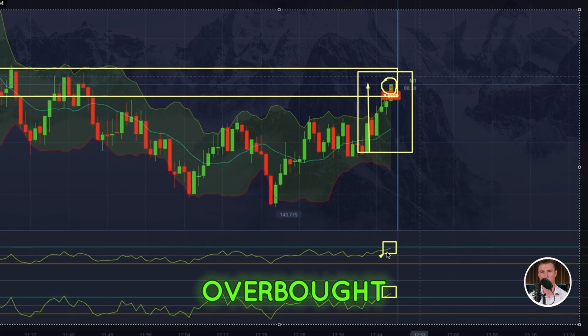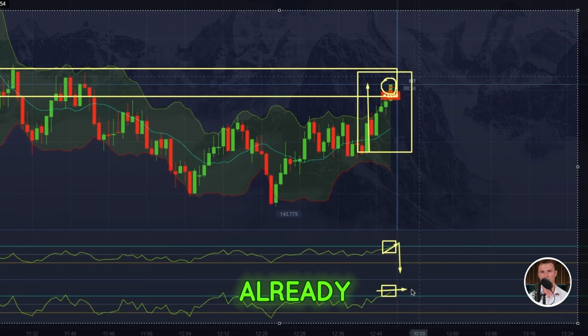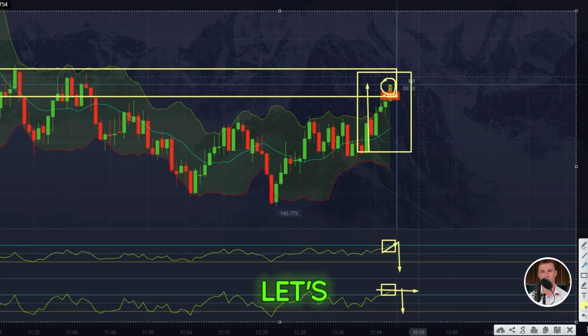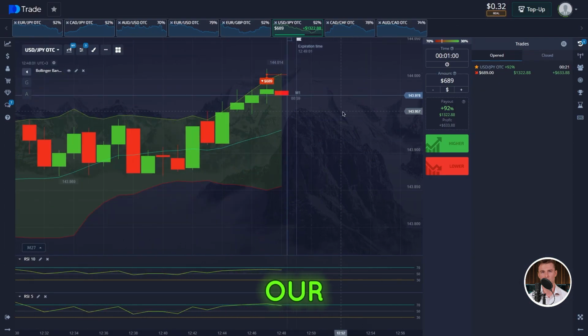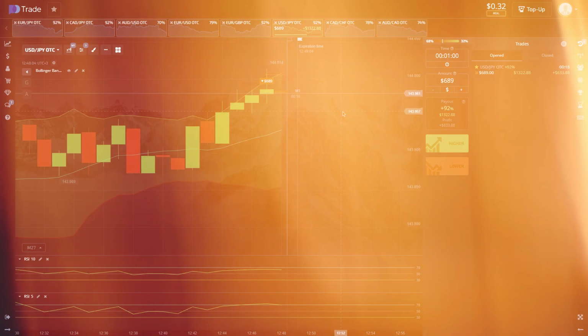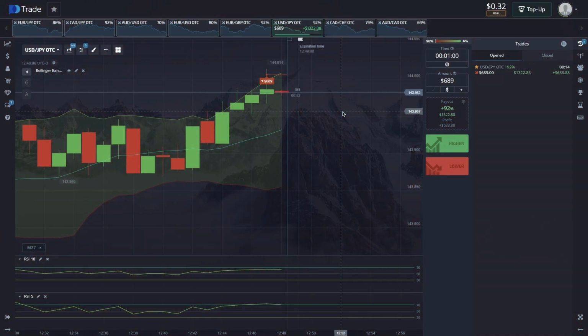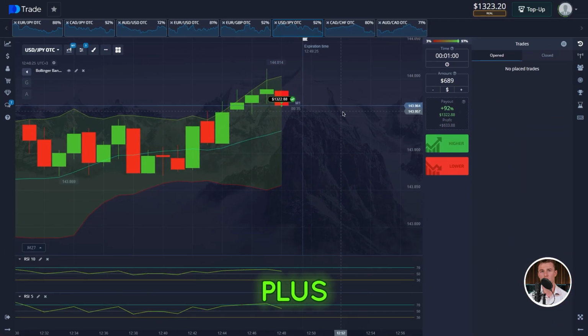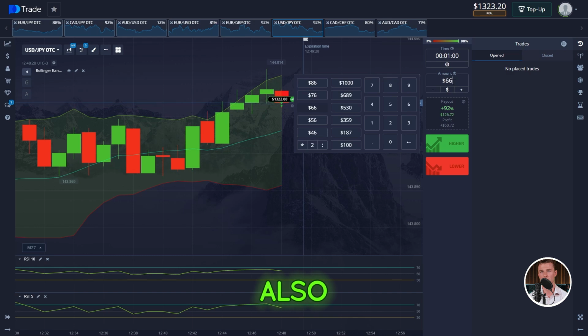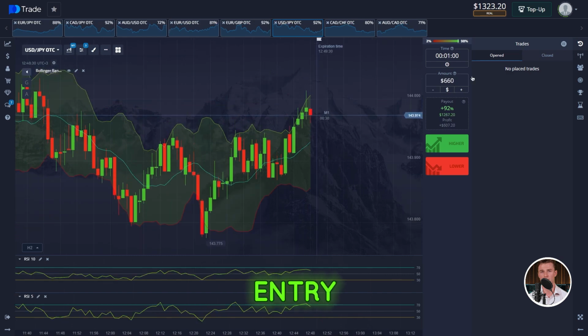We are touching the overbought area, and there should already be an exit here. So let's watch. There are 20 seconds left before our deal is completed. As you can see, the deal has been closed again, plus the resistance area was also based here, and we had a very good entry point.